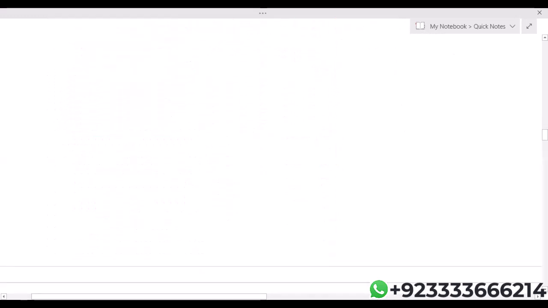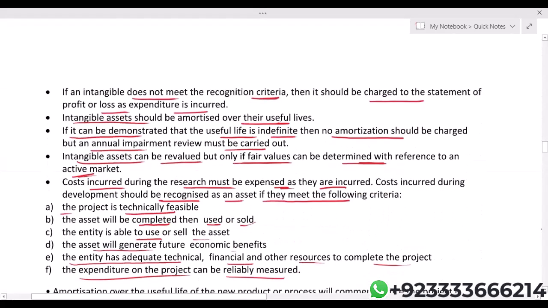Okay, now come here. Under the research phase, the cost incurred in the research phase will be expensed out, but in case of the development phase, there are 6 conditions. All of them must be met. If all of them are met, then development phase expenditure will be capitalized.